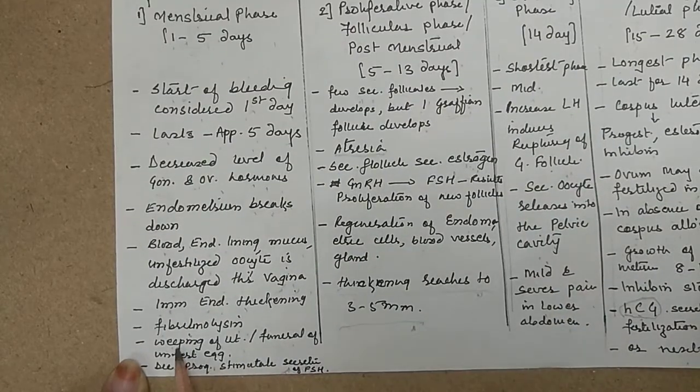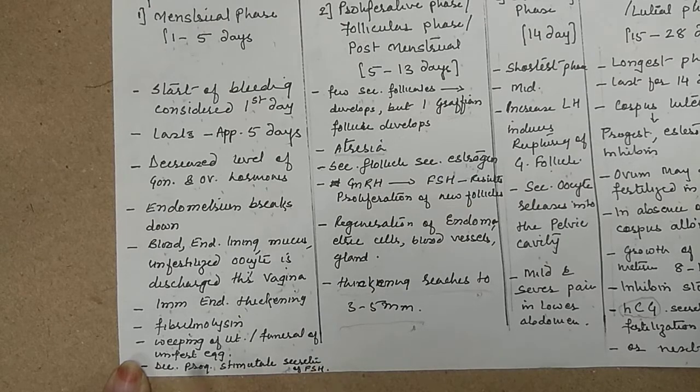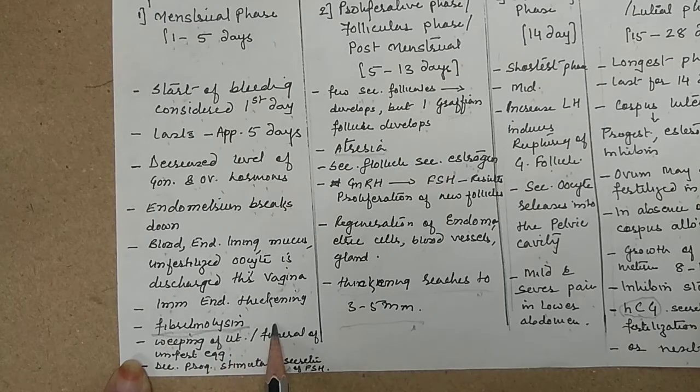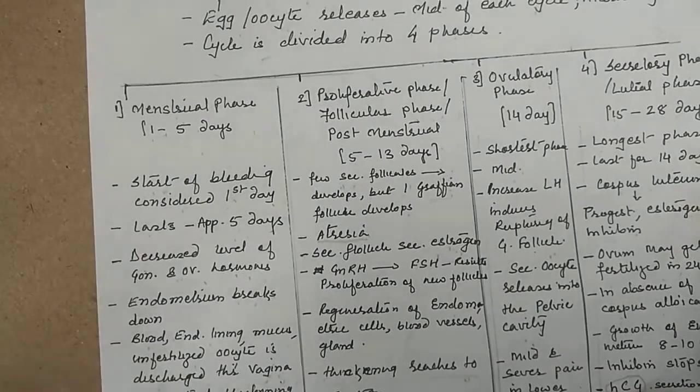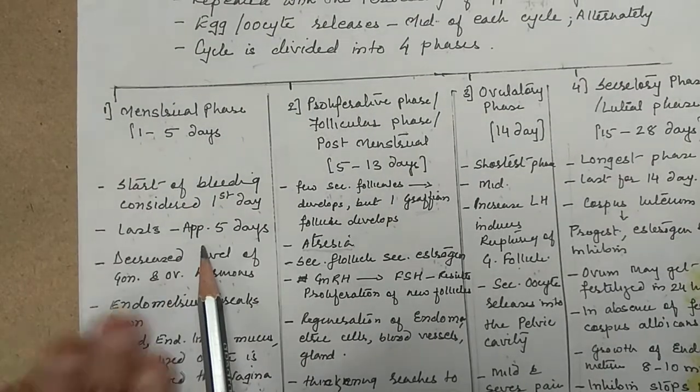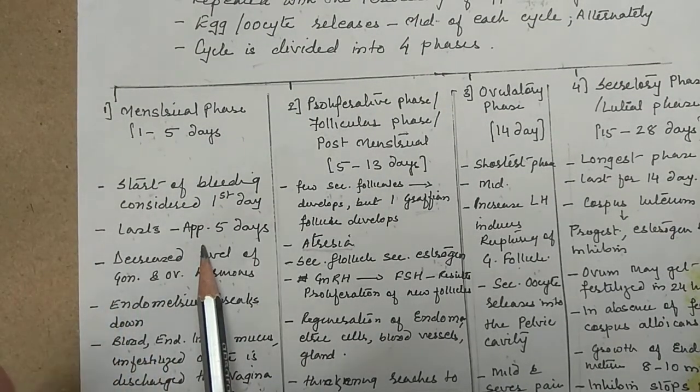It is also called a weeping of the uterus for the loss of the ovum, or funeral of the unfertilized egg. Now the blood, when it is coming out, is in liquid form. It does not get clotted due to one enzyme present in it called fibrinolysin. Student, 1 mark questions can be asked on this phase. Remember that. Okay. Now again, the days of bleeding vary from female to female.